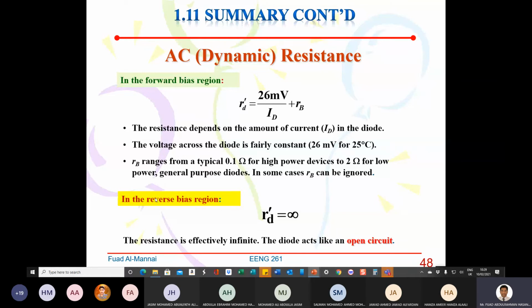When we are in the reverse bias region, RD is equal to infinity. Therefore your diode will be off when you are in reverse bias, almost open, just like an open circuit.